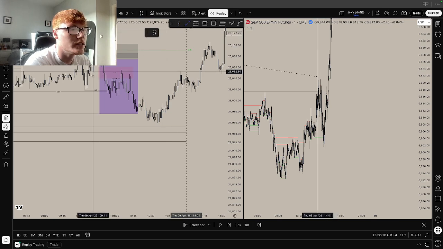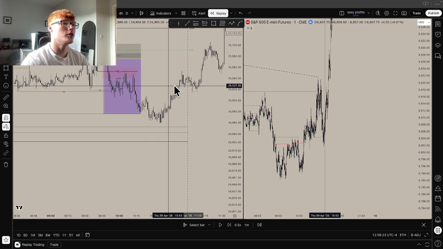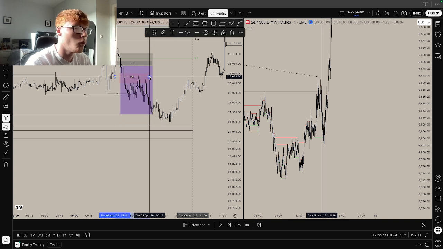We did react off the CISD here as well, which I didn't notice until now. So more confluence for shorts to play, since we're reacting off the CISD here. But yeah, overall very good trade.